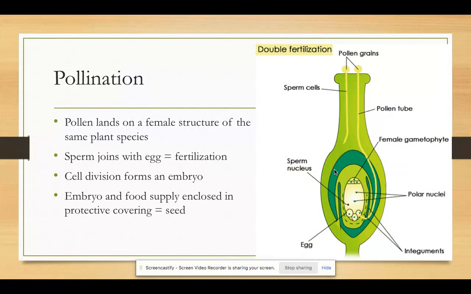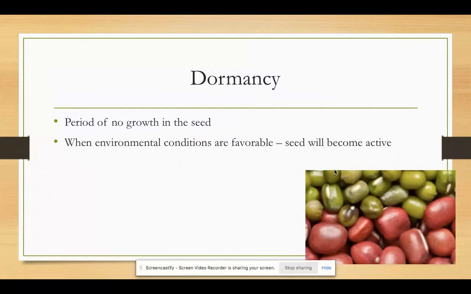So pollination occurs when pollen lands on a female structure of the same plant species, and the sperm joins with eggs, which equals fertilization. The cell division leads to the formation of an embryo, and the embryo and food supply are enclosed in a protective covering called our seed.